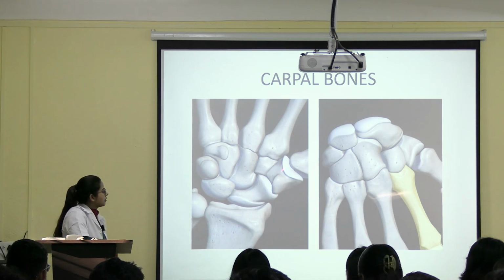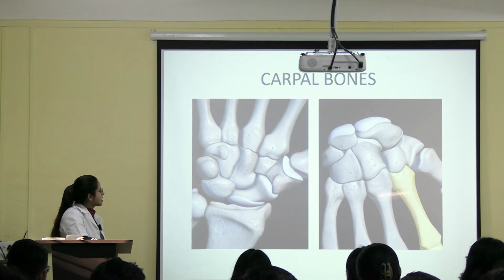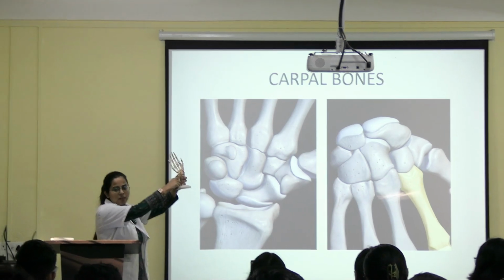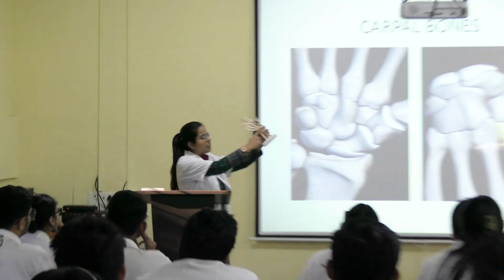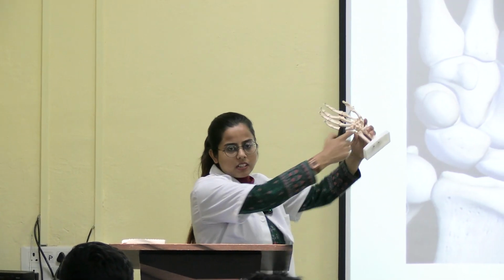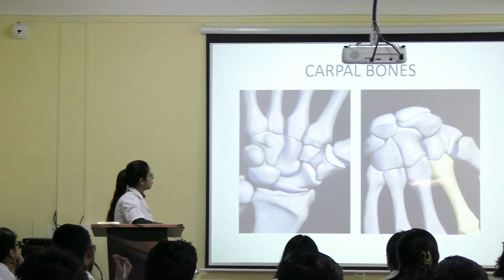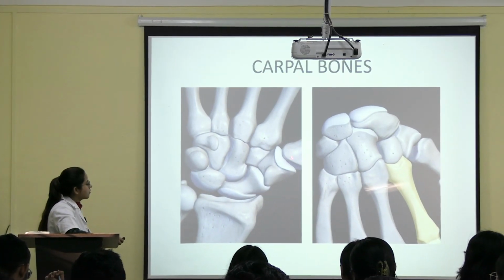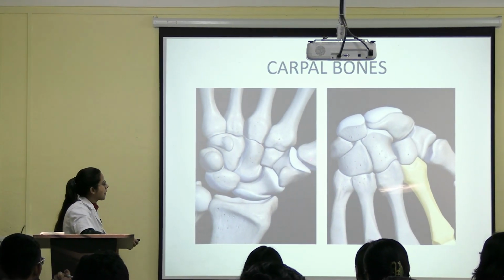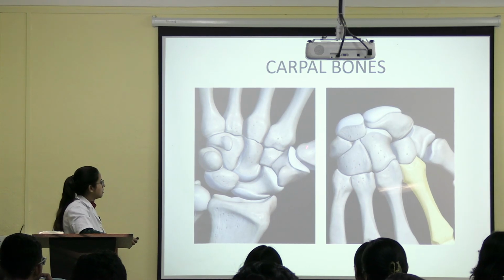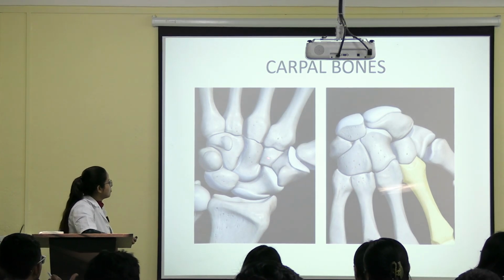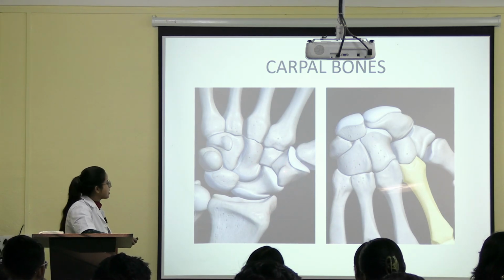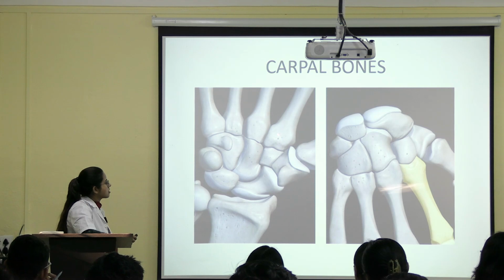Now this is trapezium. This is the tubercle of trapezium, and it has a groove medially. This is the groove of the trapezium. Medially it is articulating with trapezoid and distally with the first metacarpal. Now trapezoid: medially it is articulating with capitate, laterally with trapezium and distally with the second metacarpal.